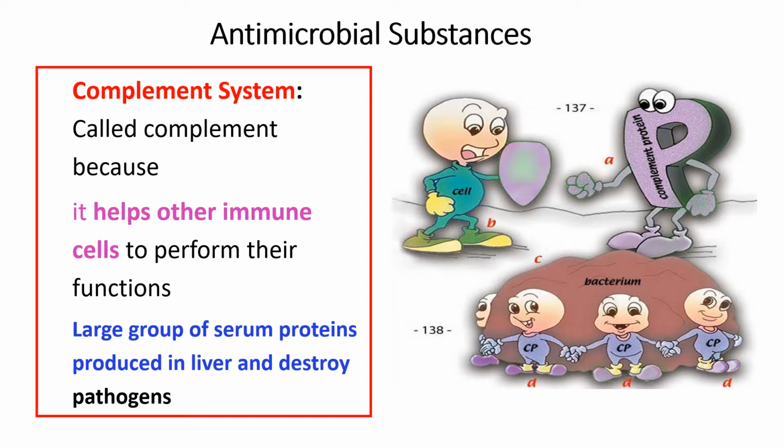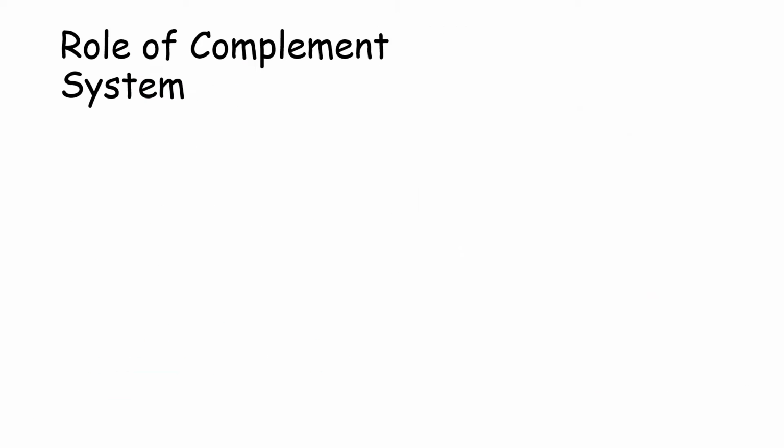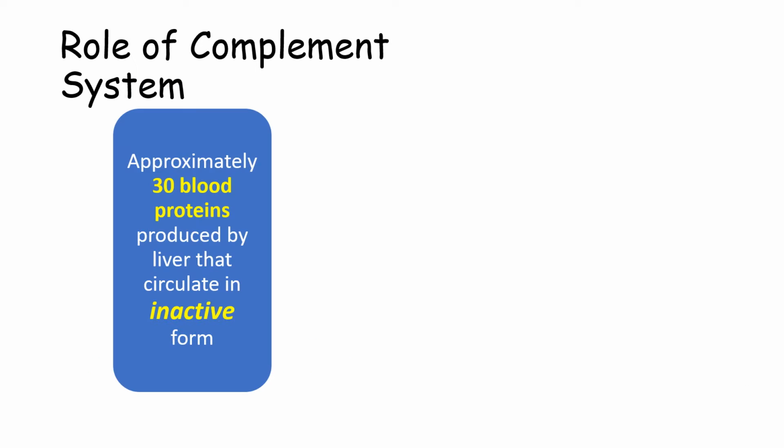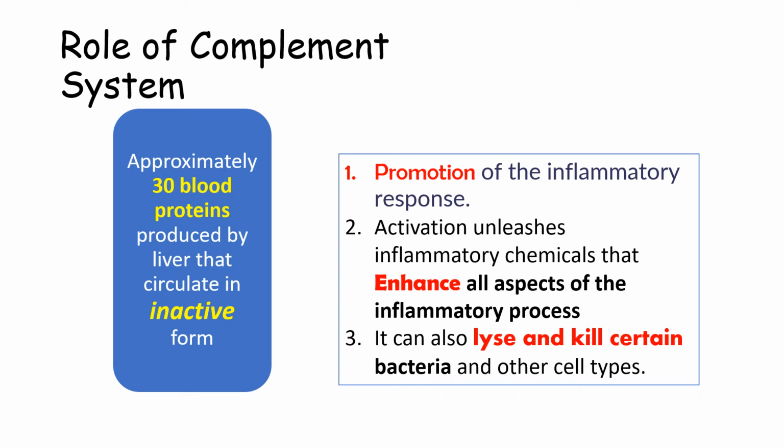Then when we talk about antimicrobial substances, we have the complement system, called complement. Why? Because it helps other immune cells to perform their function. They are basically a large group of serum proteins which are produced in the liver and help in destruction of pathogens. Complement exists in an inactive form in the blood, and whenever there is exposure to a pathogen, they become activated. They promote the inflammatory process, enhance all aspects of inflammation, and also cause lysis and killing of certain types of bacteria.